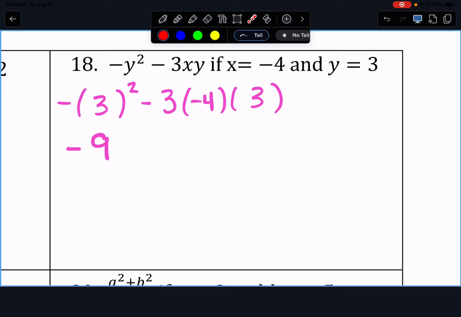Then we multiply over here. What is negative 3 times negative 4? Positive 12 times 3 is 36. What is negative 9 plus 36? 27. Yeah, that's right.